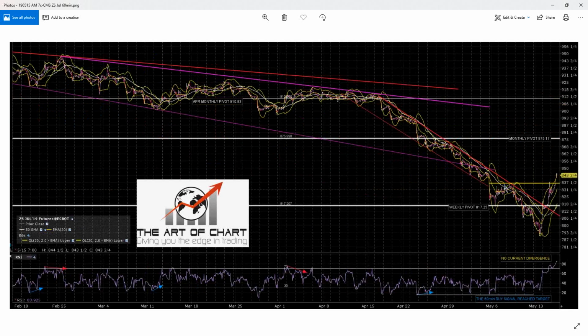And soy, we have broken up through resistance, the trend line and resistance here. This is a possible IHS breaking up with a target in the 880 area. Monthly pivot, of course, is at 875. So we shall see. All right, great. Looking at questions.